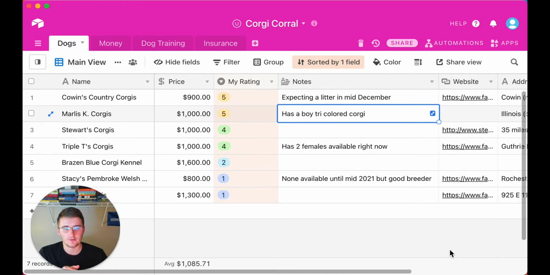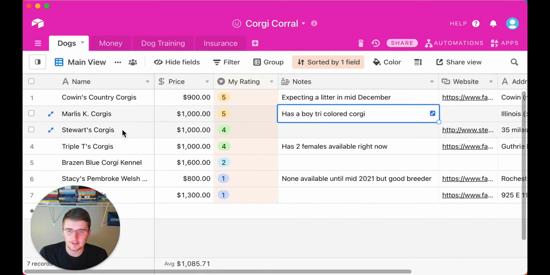And then we also kept track of their location. So I won't go into all of that and show where all of them are, but basically we just used Facebook groups to find these and organize these and really figure out which ones we really wanted to go with to get our Corgi. So this is the first page.